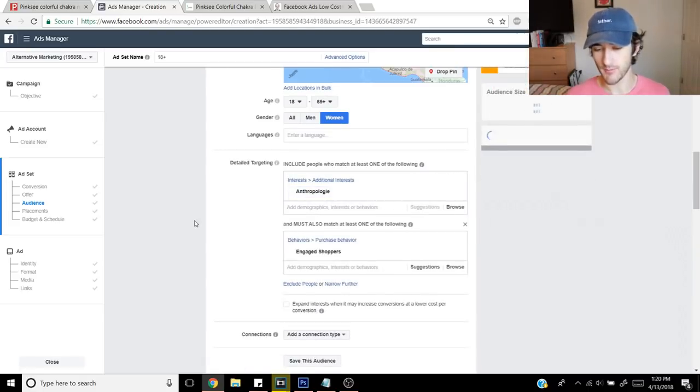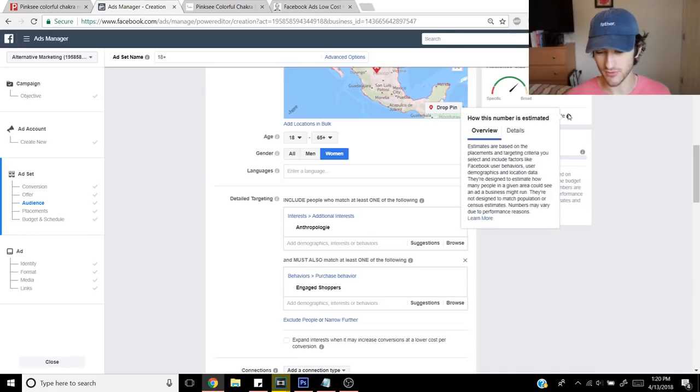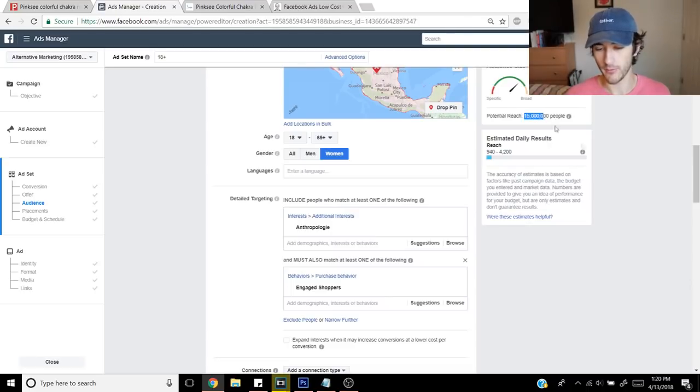I feel like people that shop at this store would really enjoy this product. And I think the potential reach is a little messed up because there's 11 million people that like Anthropology and 15 million people fit within my thing. So I think that might be a little screwed up. But anyway, we're gonna go ahead and do this one as well.